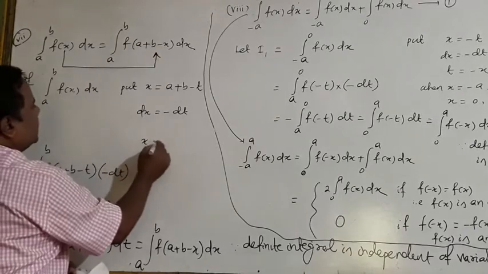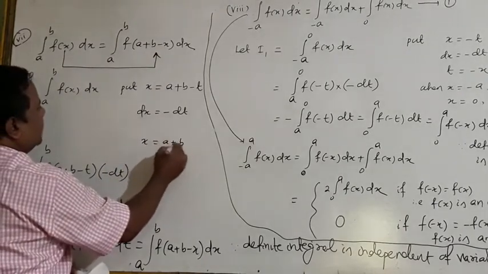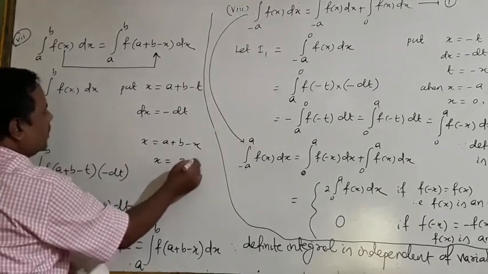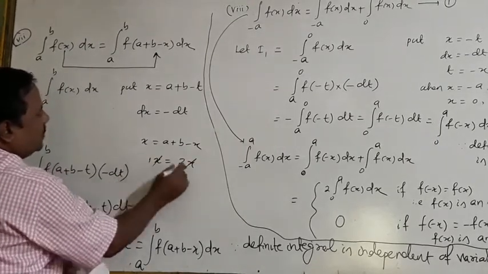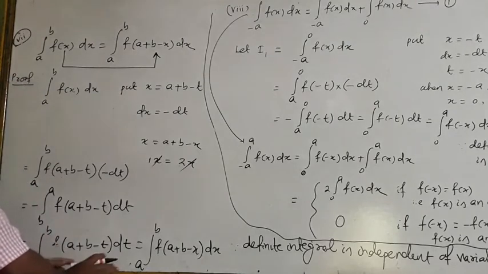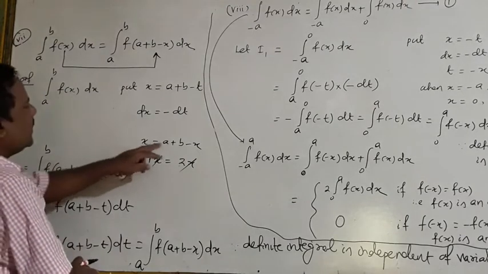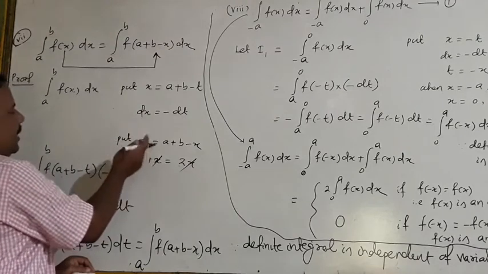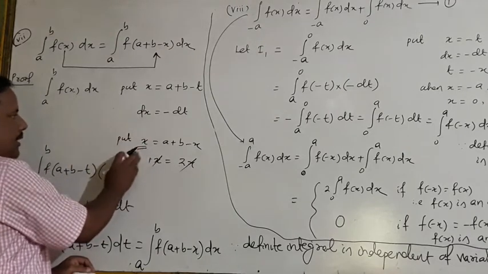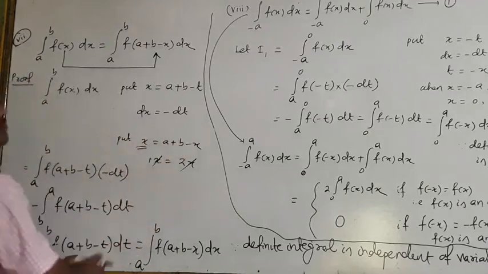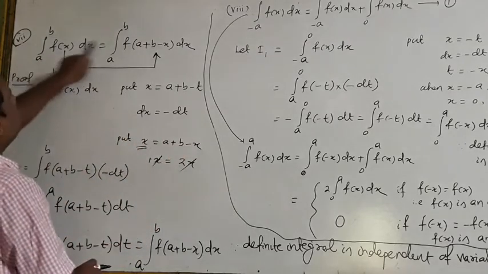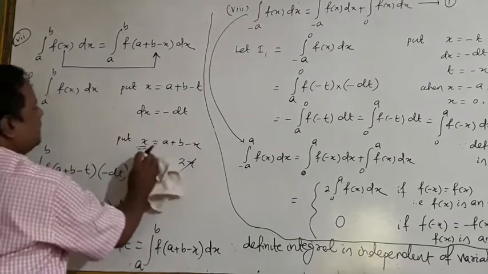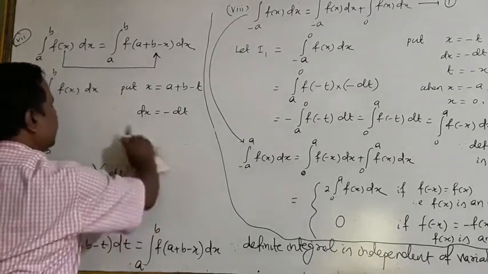Never put x is equal to a plus b minus x. Never put x is equal to 2x. If you put that, then cancel, 1 is equal to 2. Is it the correct thing? No. If there is one variable here, there should be another variable there. So you cannot put x is equal to a plus b minus x. It's absolutely wrong. So I am erasing it.